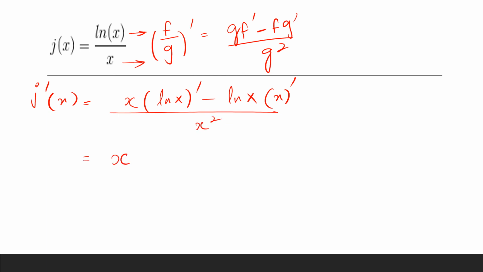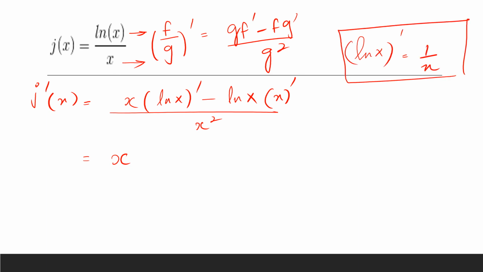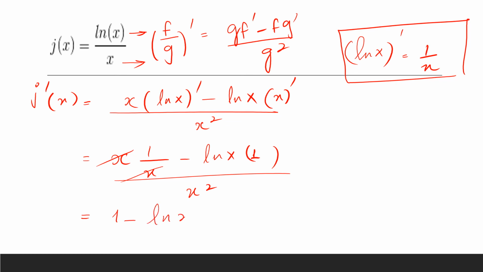The derivative of ln x we have already studied, it is equal to 1 over x. So here 1 over x minus ln x, and the derivative of x is 1, over x squared. Now this x will cancel with this x. So you will get 1 minus ln x divided by x squared.